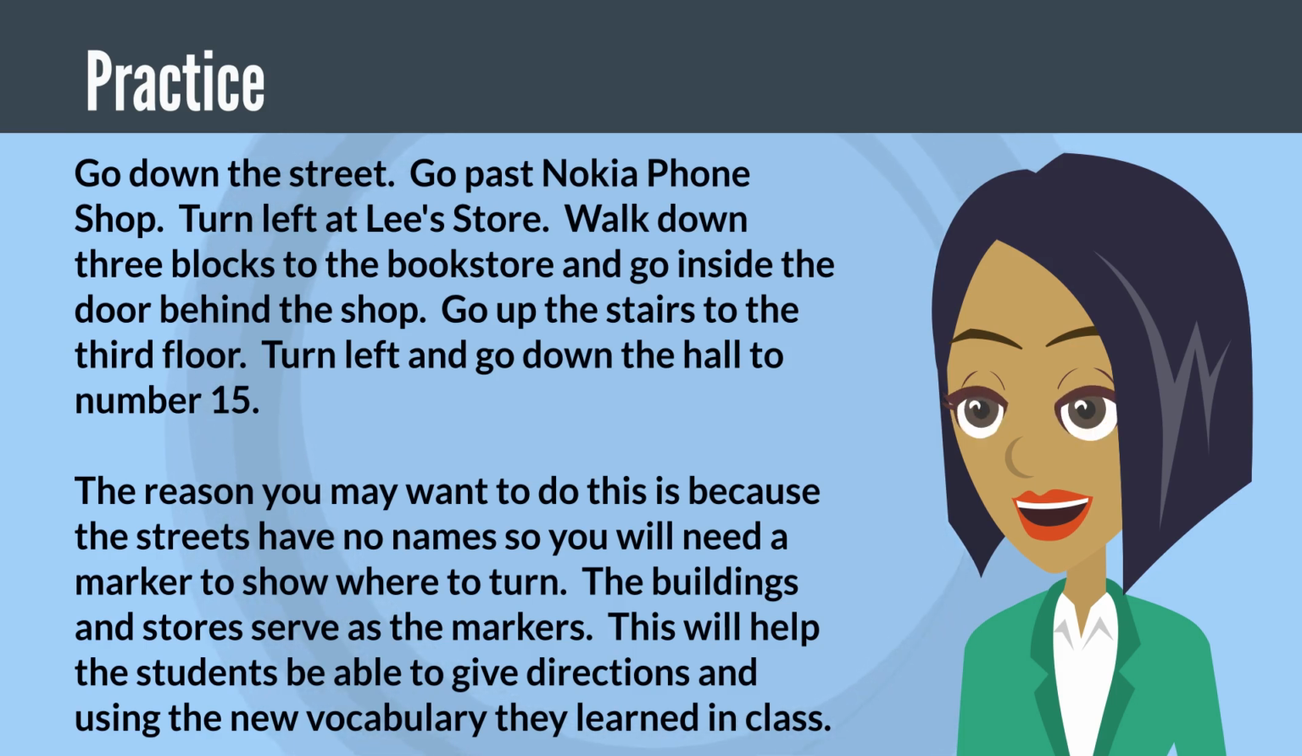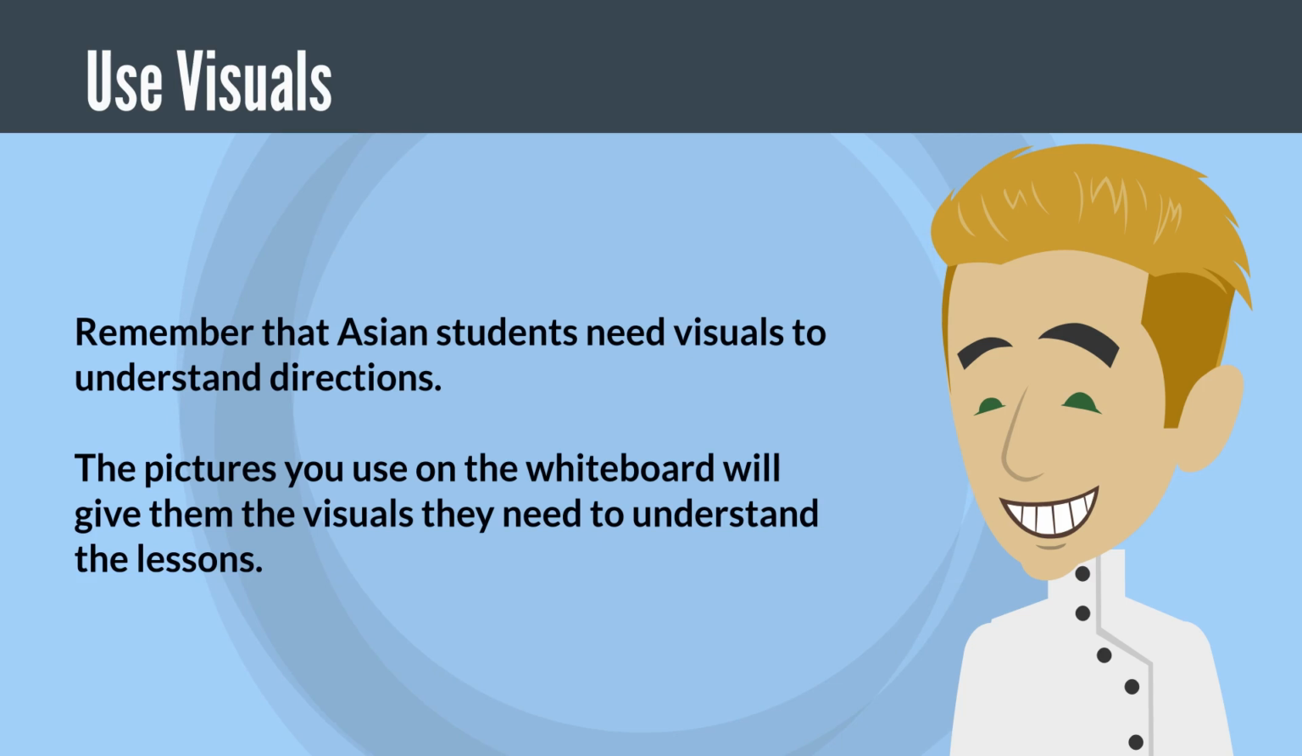The reason you may want to do this is because the streets have no names, so you will need a marker to show where to turn. The buildings and stores serve as the markers. This will help the students be able to give directions and using the new vocabulary they learned in class. Remember that Asian students need visuals to understand directions. The pictures you use on the whiteboard will give them the visuals they need to understand the lessons.